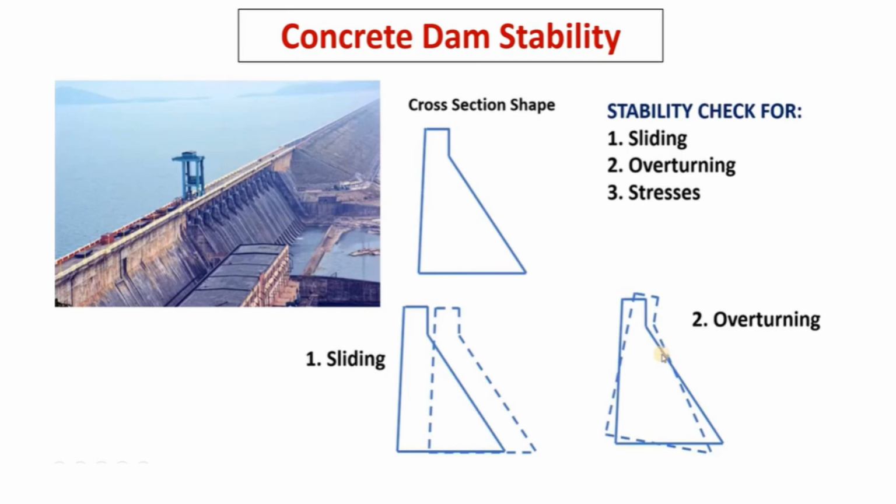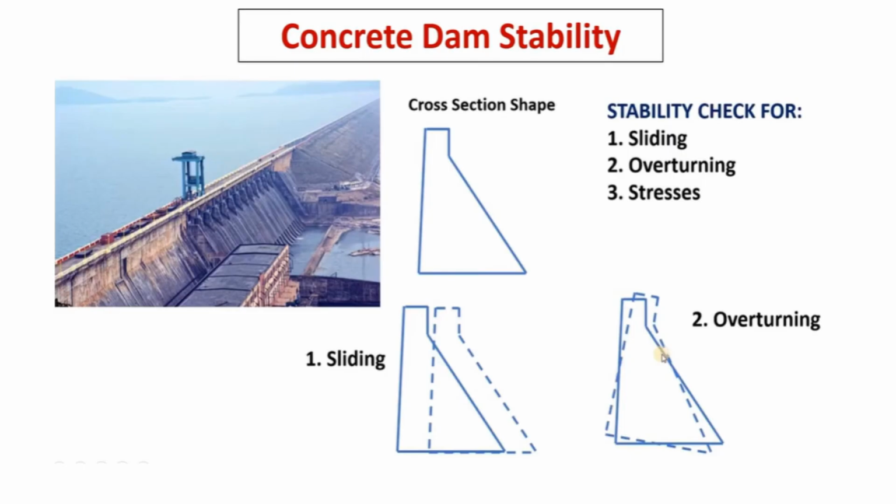Welcome to all. In this video, we will see the calculations of stability of concrete dam. Basically, stability is checked for three aspects: sliding condition, overturning condition and stresses condition. Sliding condition helps us to find whether the dam is sliding horizontally or not. Whenever horizontal forces are more than friction forces, the dam slides in horizontal direction.